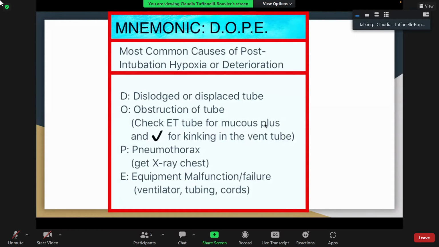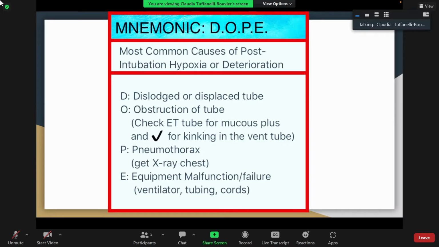So a good mnemonic, and I know mnemonics are probably harder for you because it's your second language, but if it's helpful for you to remember, you can remember DOPE: a dislodged or displaced tube, obstruction of the tube, so check the ET tube for mucus plugs and kinking, pneumothorax, or an equipment malfunction. And these are to see: is there hypoxia, or is your patient deteriorating?